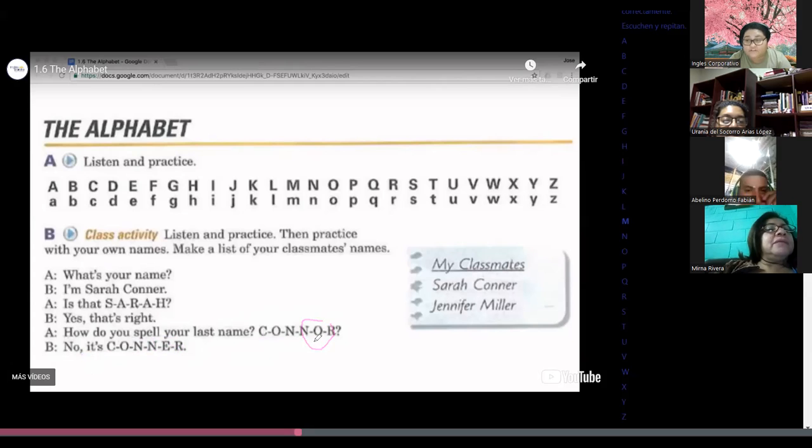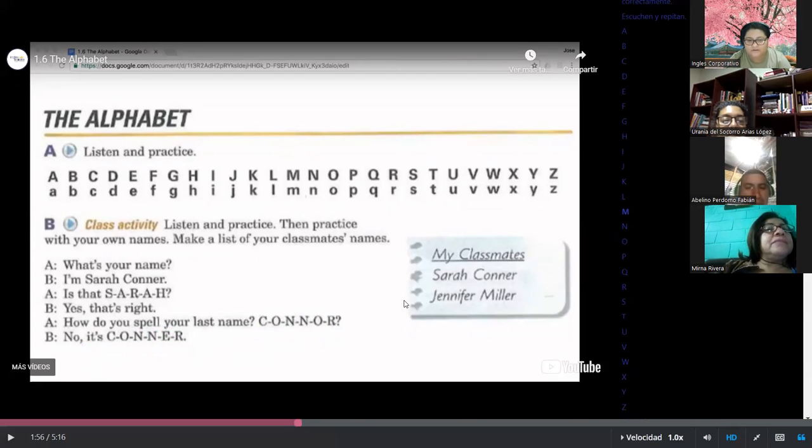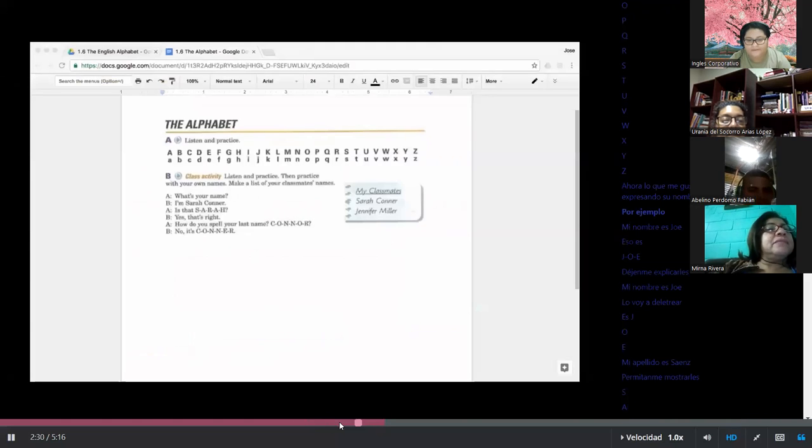Ajá. ¿Para qué nos sirve el deletrear? Justamente para eso, para cuando queremos corroborar información. Right? Okay, so pay attention to the last part. Vamos a ver.